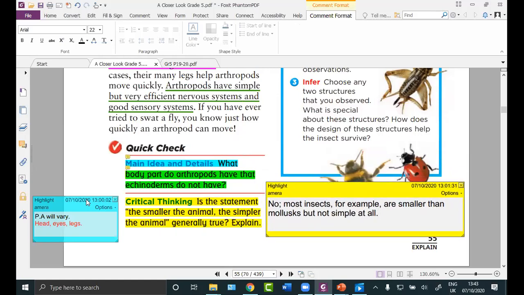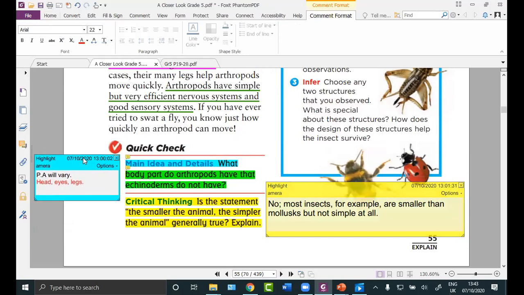Mister, we don't have a lot of time because the period will finish. Don't worry. Okay, silent. Now we are going to the next page.